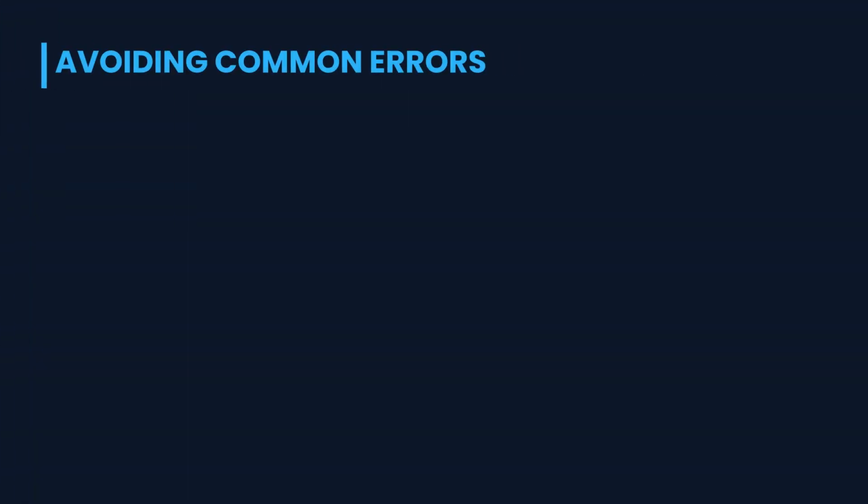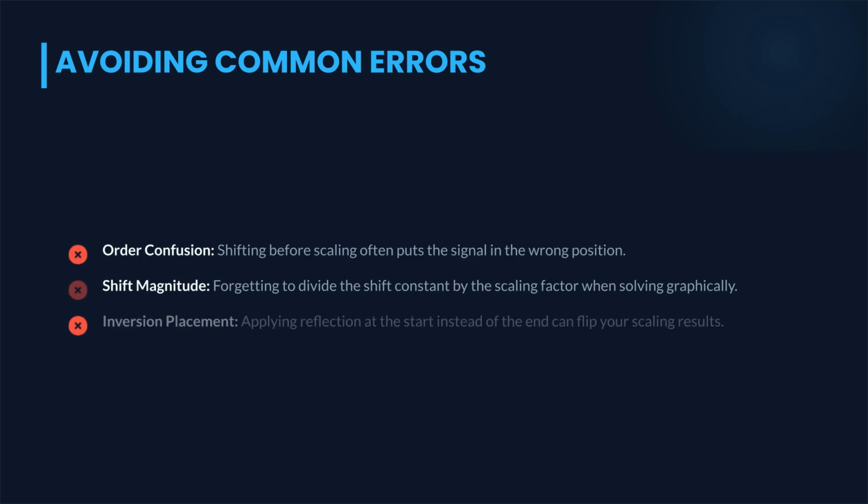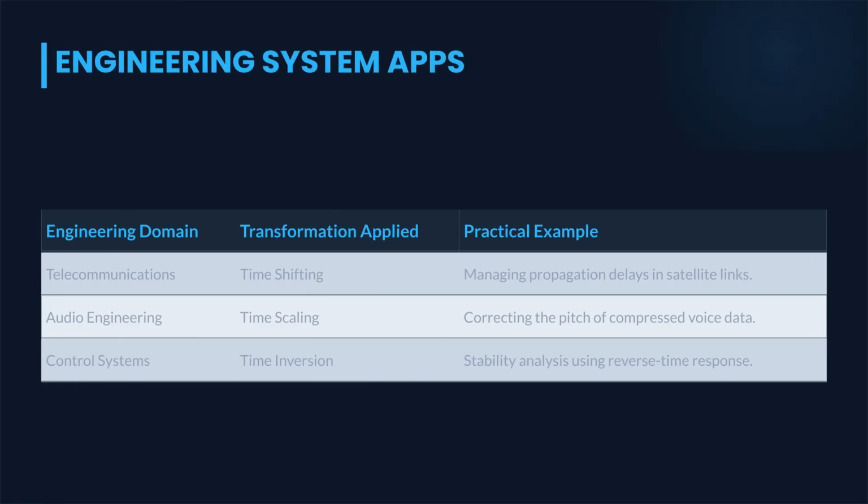To avoid common errors, always ensure the correct order, scaling before shifting. Remember that the shift magnitude must be divided by the scaling factor when solving graphically. Finally, always apply reflection or inversion last. Time domain transformations are vital for diverse engineering systems, including medical imaging, radar and sonar systems, and vibration analysis. These applications rely on manipulating signals to gain clearer data and improve operational performance.